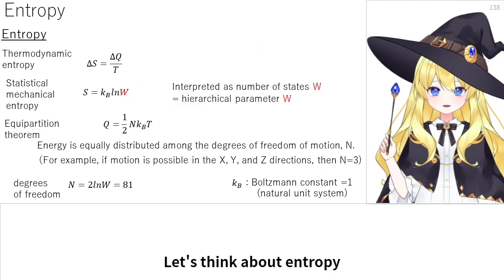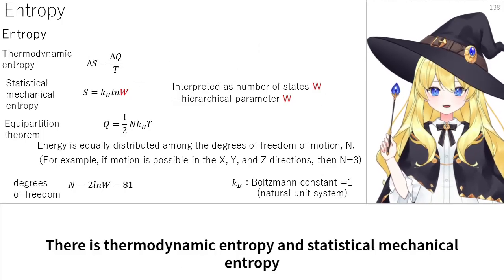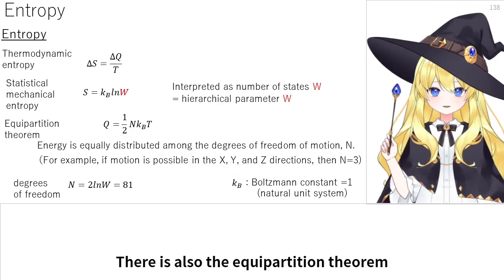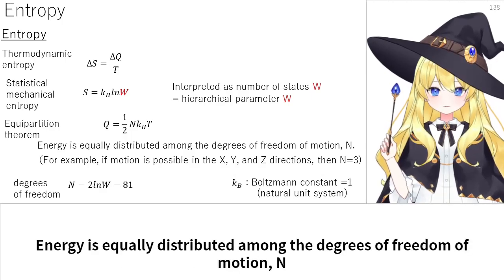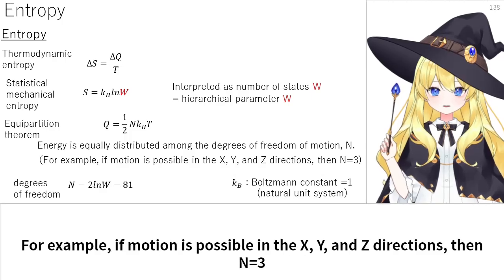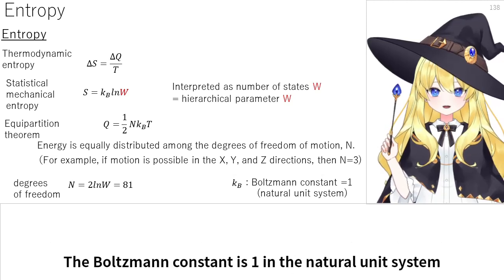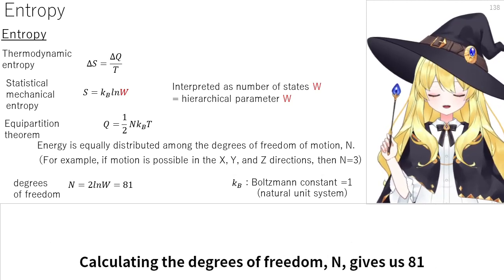Let's think about entropy. There is thermodynamic entropy and statistical mechanical entropy. Here, the number of states W is interpreted as being the same as the hierarchy parameter. There is also the equipartition theorem. Energy is equally distributed among the degrees of freedom of motion, n. For example, if motion is possible in the x, y, and z directions, then n=3. The Boltzmann constant is 1 in the natural unit system. Calculating the degrees of freedom, n, gives us 81.